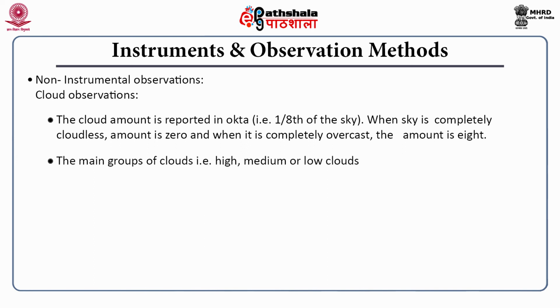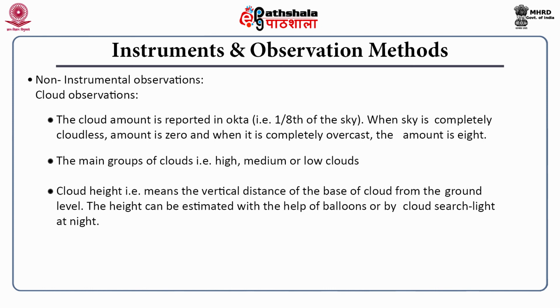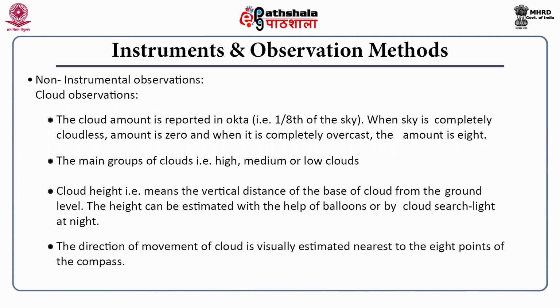Then main groups of clouds can also be identified, like high cloud, medium cloud or low cloud. Then cloud height, that is the height of the base of the cloud from the ground, can be estimated with the help of balloons, or during night time by searchlight. The direction of movement of cloud can usually be visually estimated to the nearest of the 8 points of the compass.